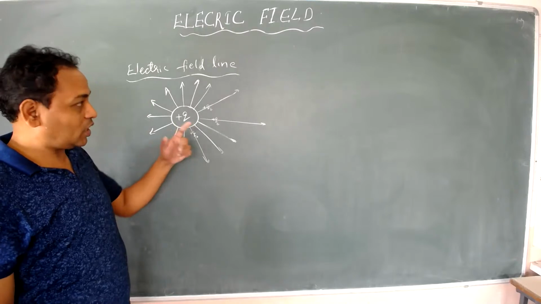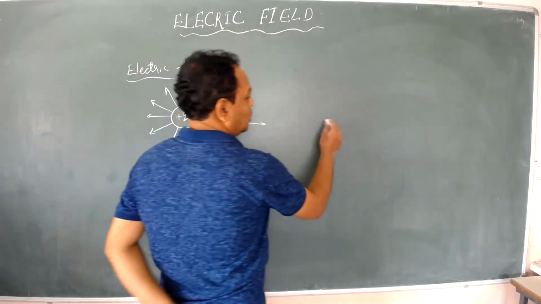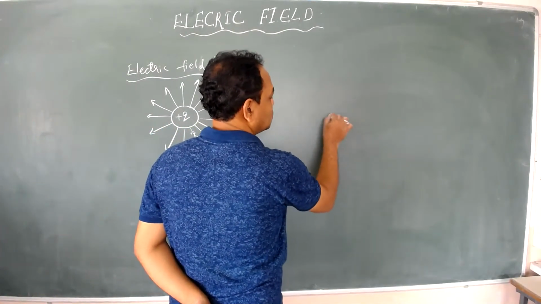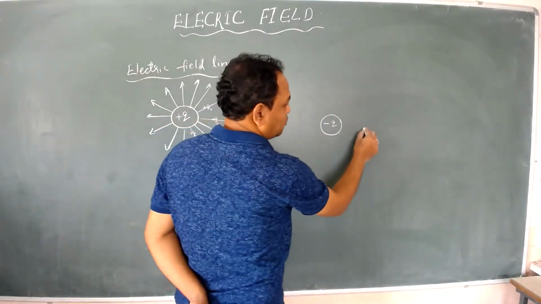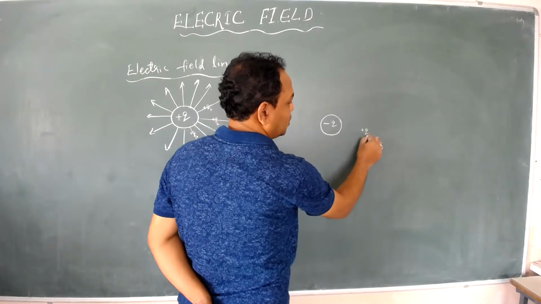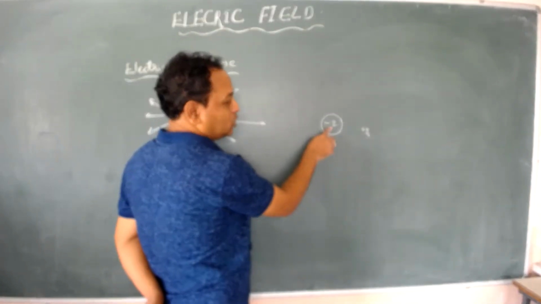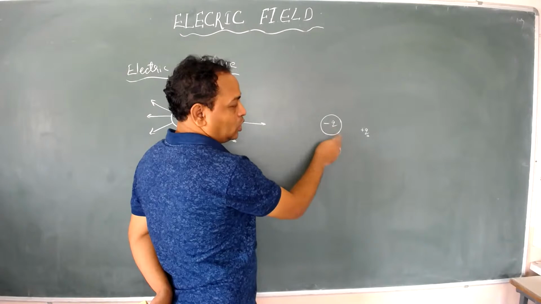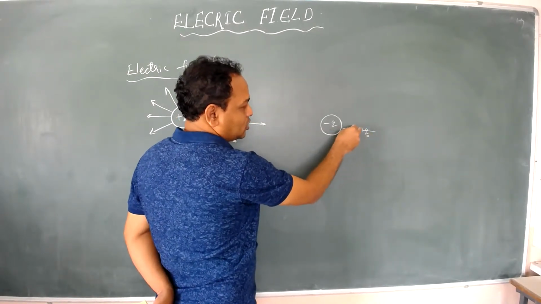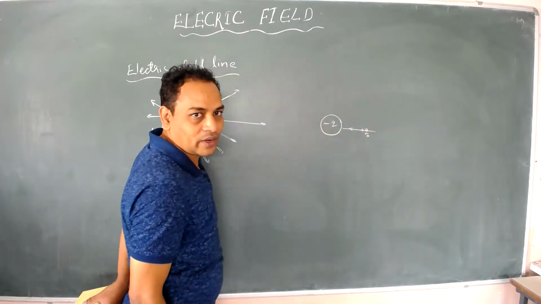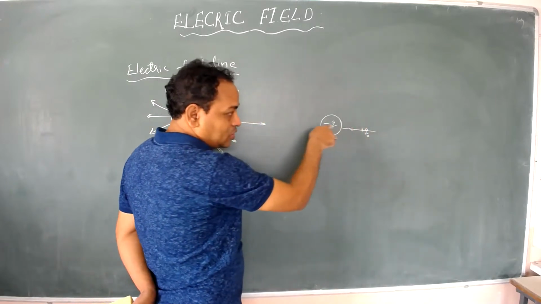Similarly, suppose you take a negative charge. Now you place a unit positive test charge. If you place it, what will happen? This is negative, this is positive. It will attract this one. So that means it will come in this direction towards this charge, attracting. So the electric field line is in this direction.